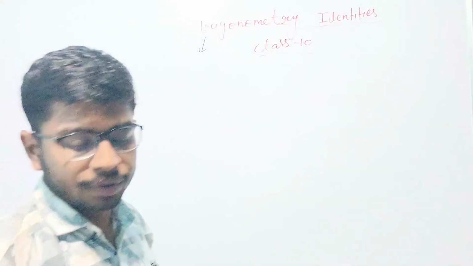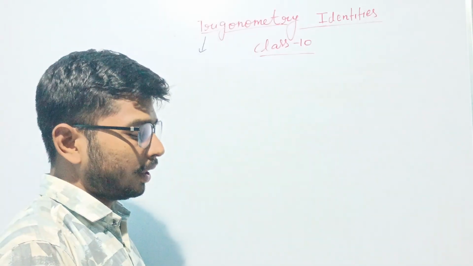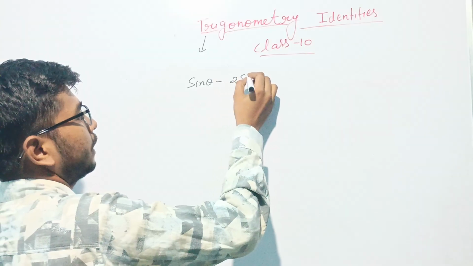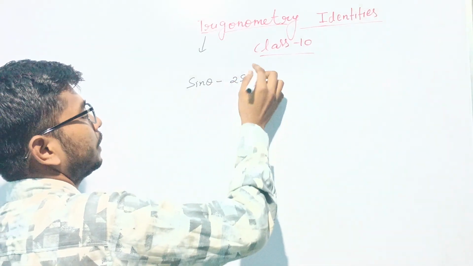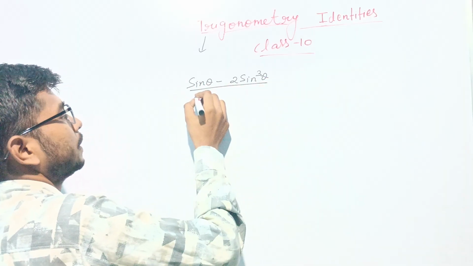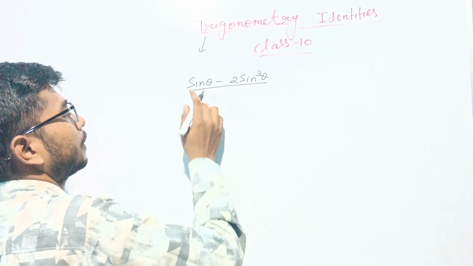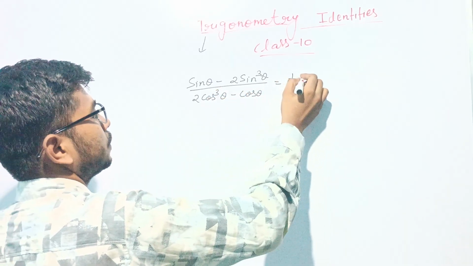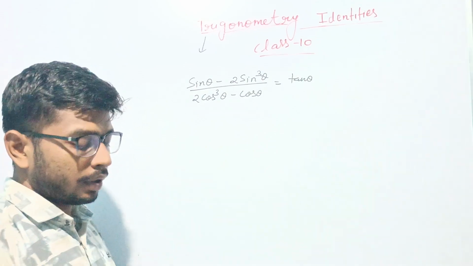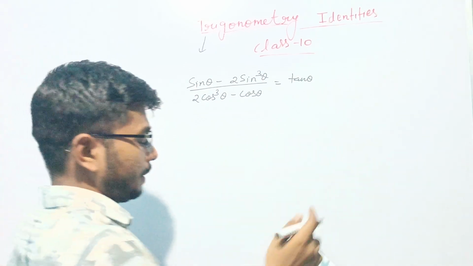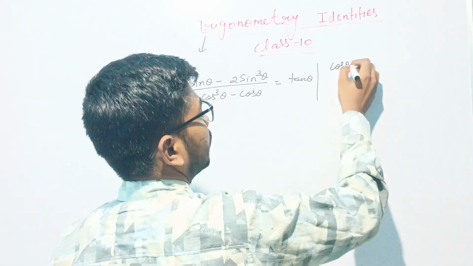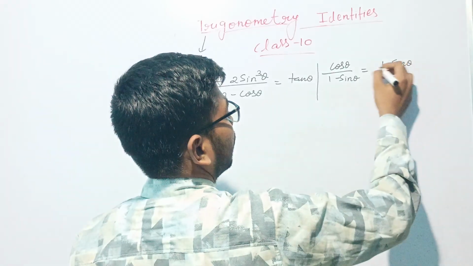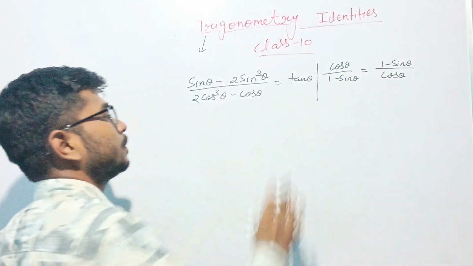Okay, so I have another question: sin theta minus 2 sin cube theta, upon 2 cos cube theta minus cos theta, is equal to tan theta. I will write one more question: cos theta upon 1 minus sin theta is equal to 1 minus sin theta upon cos theta. So we will solve both questions.